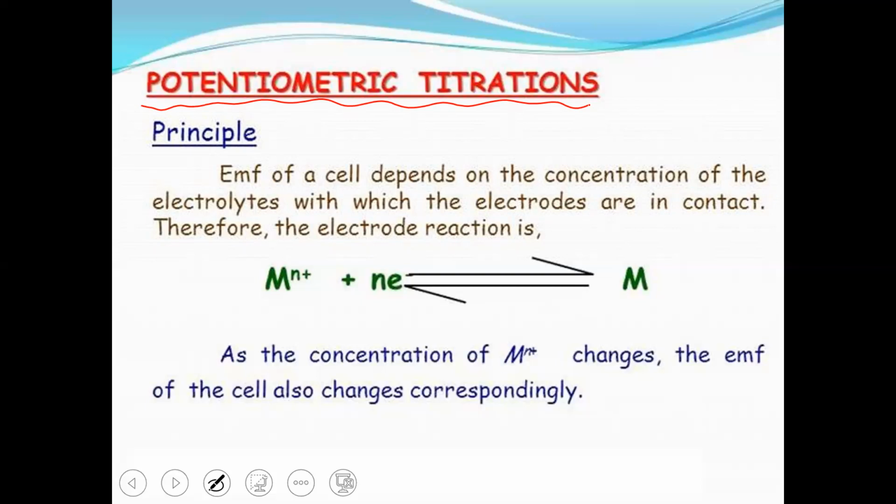So what is the principle which is present in the potentiometric titrations? Coming to the principle, the EMF of a cell depends upon the concentration of the electrolytes.